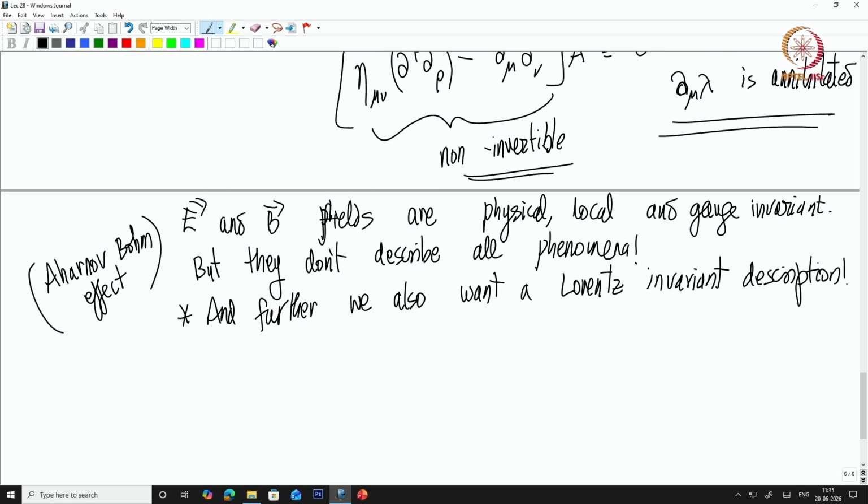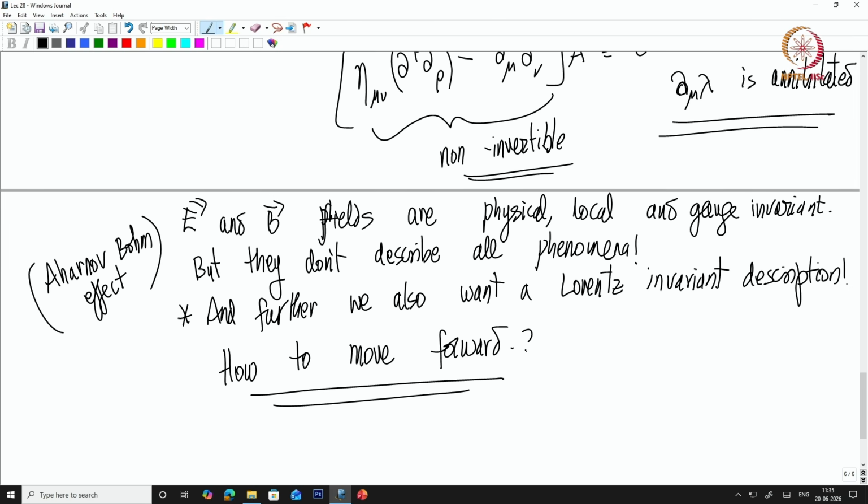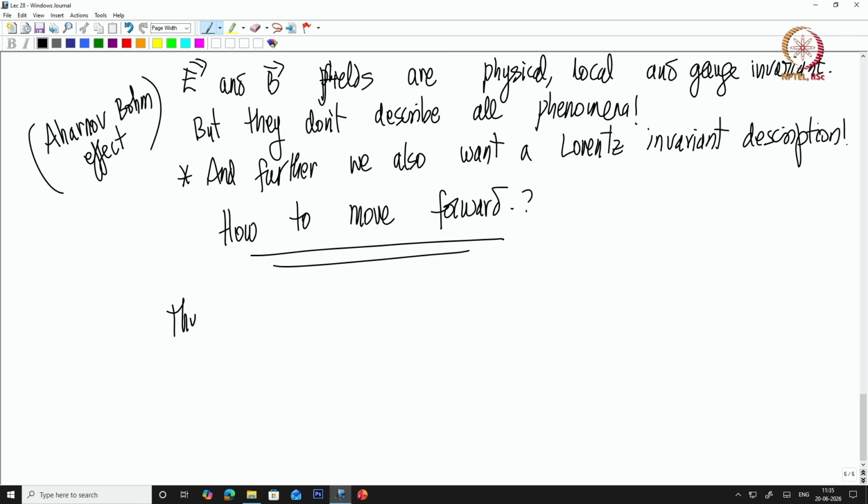Okay. And also we want a Lorenz invariant description. The Lorenz invariant description is in terms of these A fields essentially. So how to move forward? The way forward is to fix the gauge.